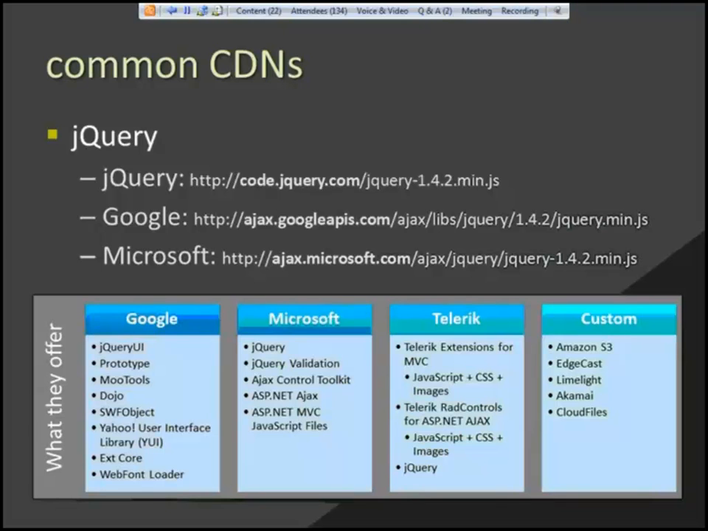Telerik actually offers its own CDN for all of the CSS, images, and JavaScript for the Telerik extensions for ASP.NET MVC, so you're always free to use that when you do any of your development with our open source extensions. We also offer jQuery. And then you can always use your own custom CDN. So you can use Amazon's S3, Edgecast, Cloud Files from Rackspace. There are a lot of options for putting files and data out into CDNs.